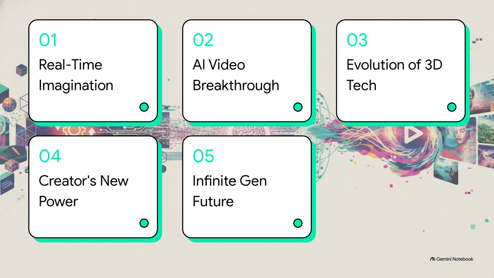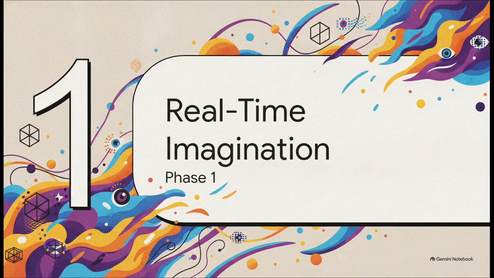We're going to cover 5 key areas. 1. Real-time imagination. 2. The AI video breakthrough. 3. The evolution of 3D technology. 4. The creator's new power. And 5. The infinite generated future. Starting right off with Phase 1, real-time imagination.